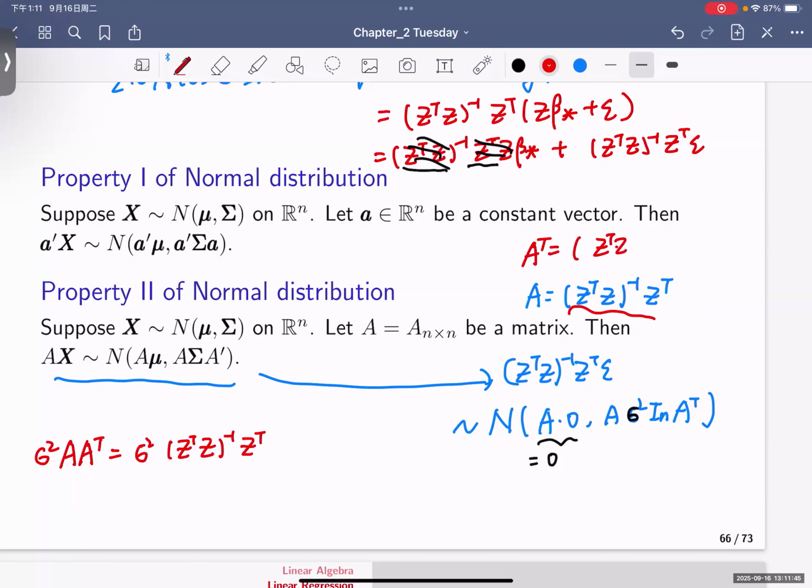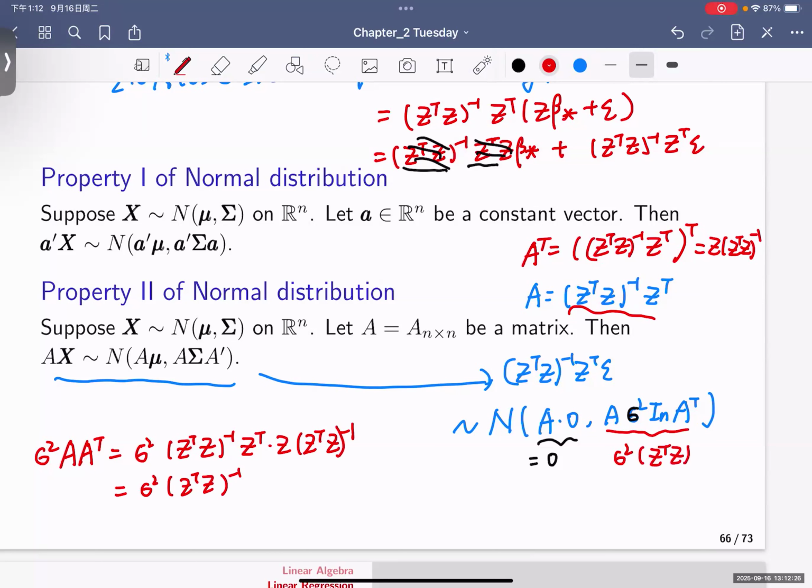Actually, we have used this one before when we handled the projection. So it's first to take the transpose of this part and take the transpose of this part. So that corresponds to Z times Z transpose Z inverse. And then we times the Z transpose Z inverse. So it just corresponds to our covariance, sigma square Z transpose Z inverse. Okay, so we already know this part is sigma square Z transpose Z inverse.